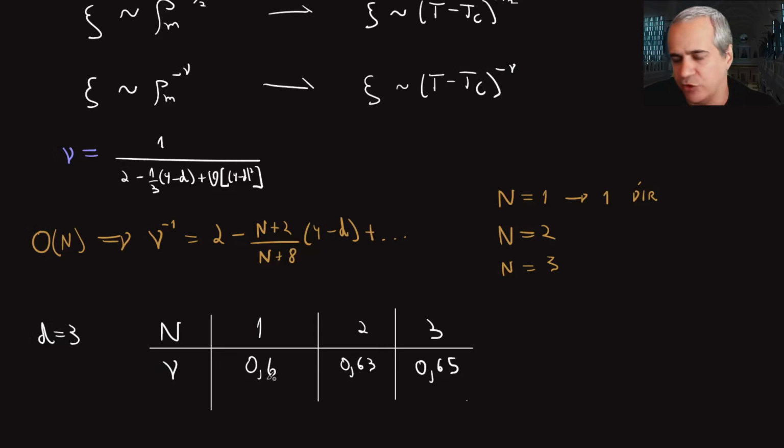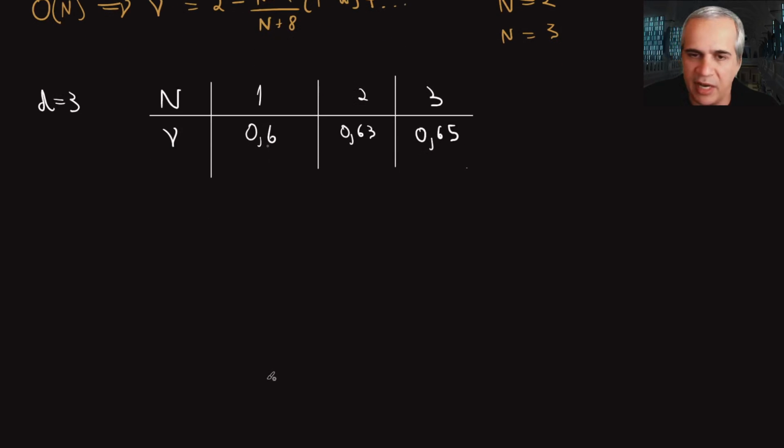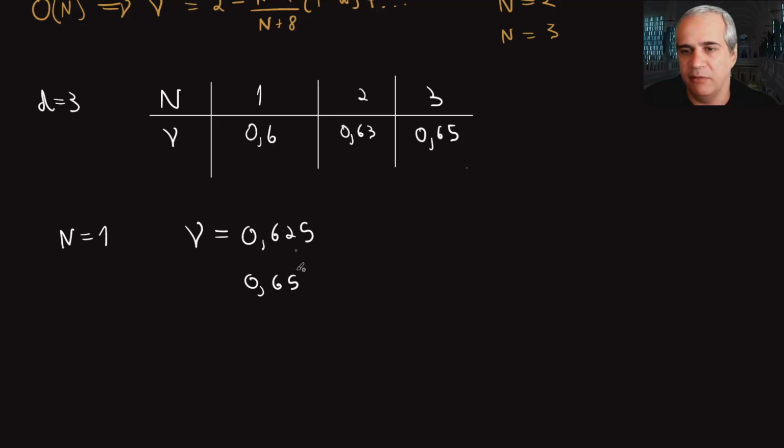So Peskin and Schroeder's book includes a very nice and long table on this. It's in chapter 13, if you want to look. But let me just quote a few examples. So for n equal 1 system, which includes some binary liquids and some type of brass, the experimental value for nu is 0.625 for this binary liquid and 0.65 for the brass. So you see very different materials.